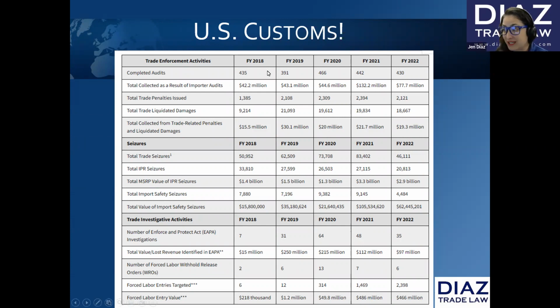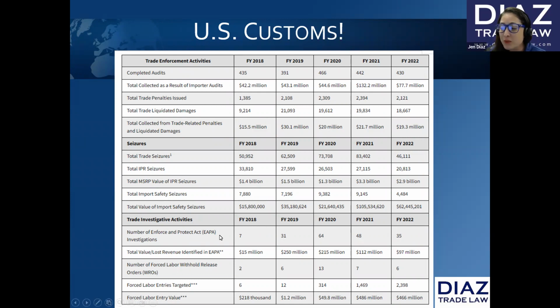So Customs, if you look at the amount of audits, they're low, 400 or so audits from 2018 to 2022. But look at the amount of money collected as a result of these 400 audits. Customs is smart. If they're coming after you with an audit, they know there's money there to be found.